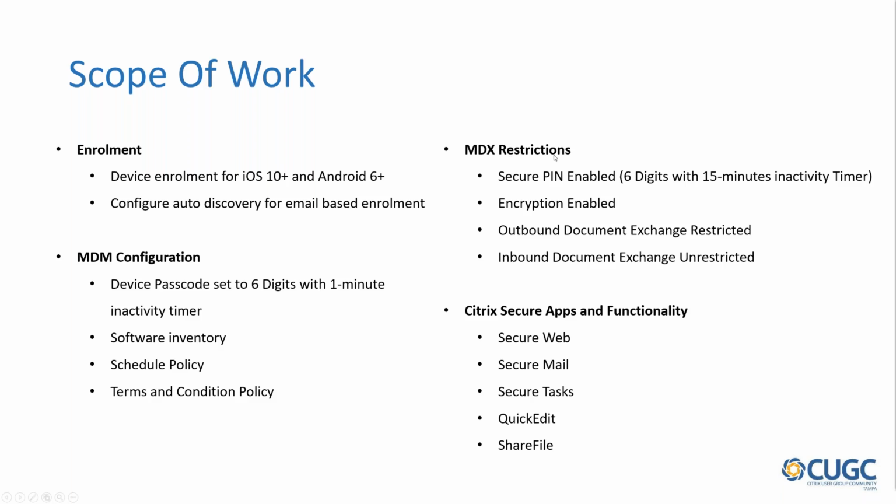For the MDX restrictions, so the settings on the apps, you will have secure PIN enabled with a 15 minute inactivity timer, encryption enabled, and we will restrict the outbound and inbound. Outbound will be restricted and not inbound, in fact. And for the apps, secure web, mail, tasks, QuickEdit, and ShareFile. It's always interesting to just keep those secure apps.